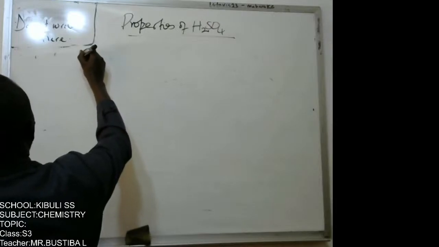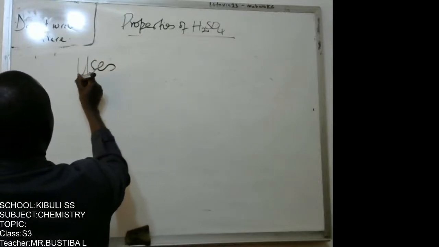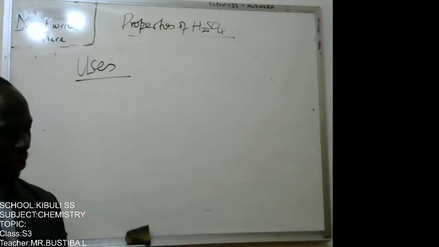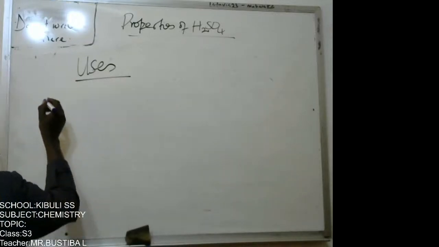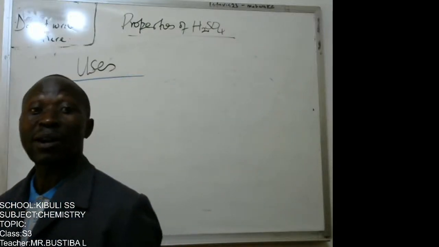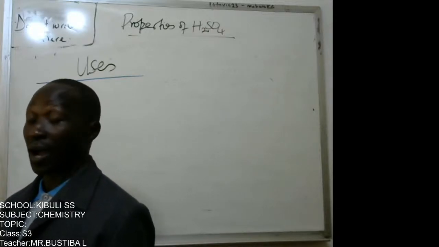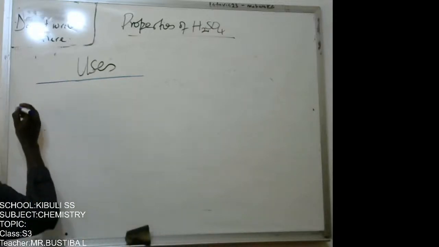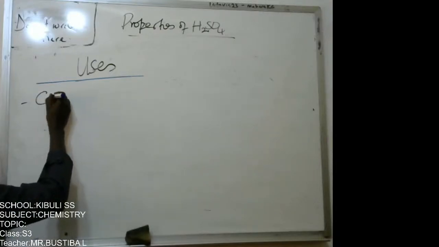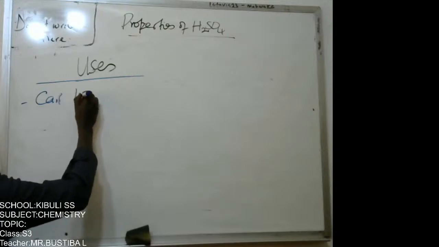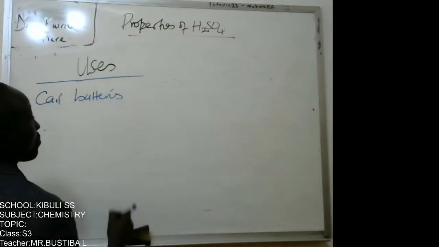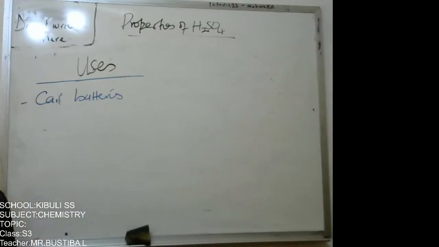It would be okay if people could think of a few uses of sulfuric acid. Uses of sulfuric acid. Number 1, for me, I'll give 3 for you to add the rest. Number 1, being an acid. All car batteries use sulfuric acid as the electrolyte.